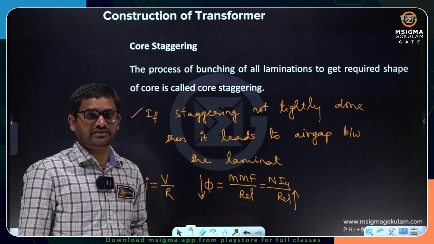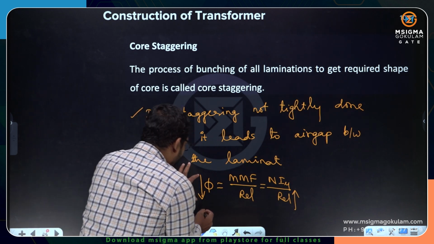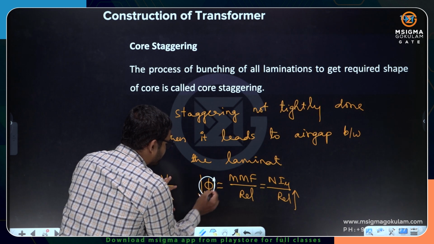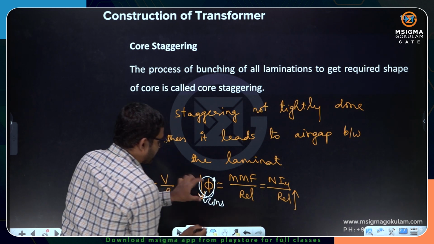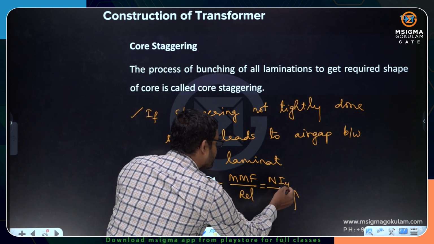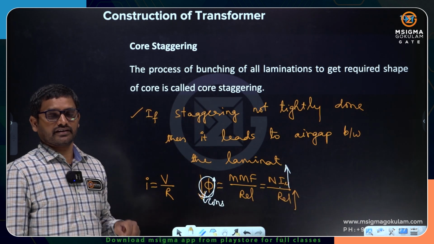We will discuss in the operation. If it wants to maintain the flux as constant, its value has to be increased. To maintain the flux as constant, how to increase? The number of turns cannot be increased. The transformer will draw more magnetizing current.